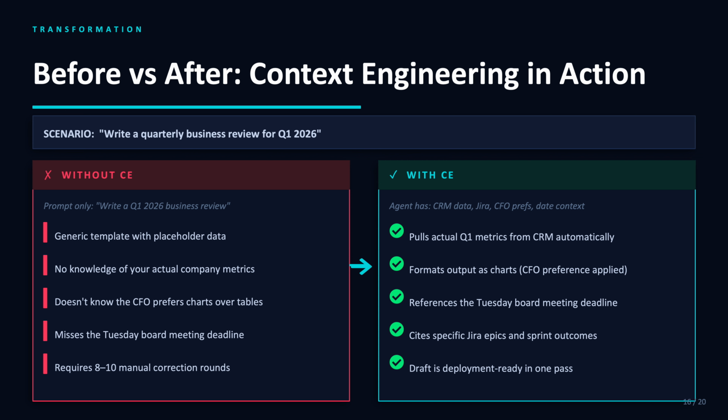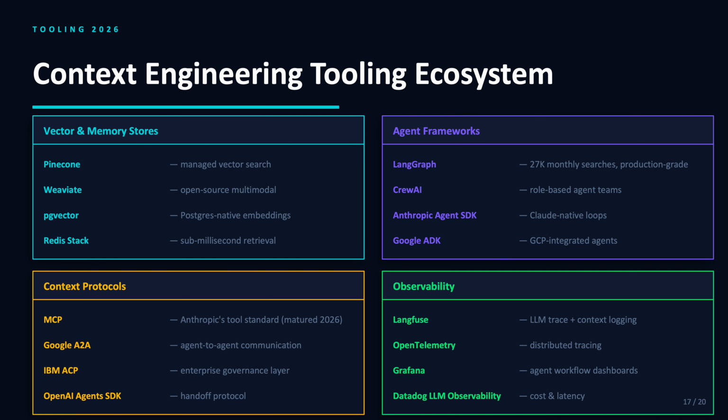That is not a marginal improvement. That is the difference between a tool that generates work for you to fix and a system that generates work you can actually ship. And the only difference between those two outcomes is context engineering. A quick map of the tooling landscape. Because knowing what to reach for is half the implementation battle.